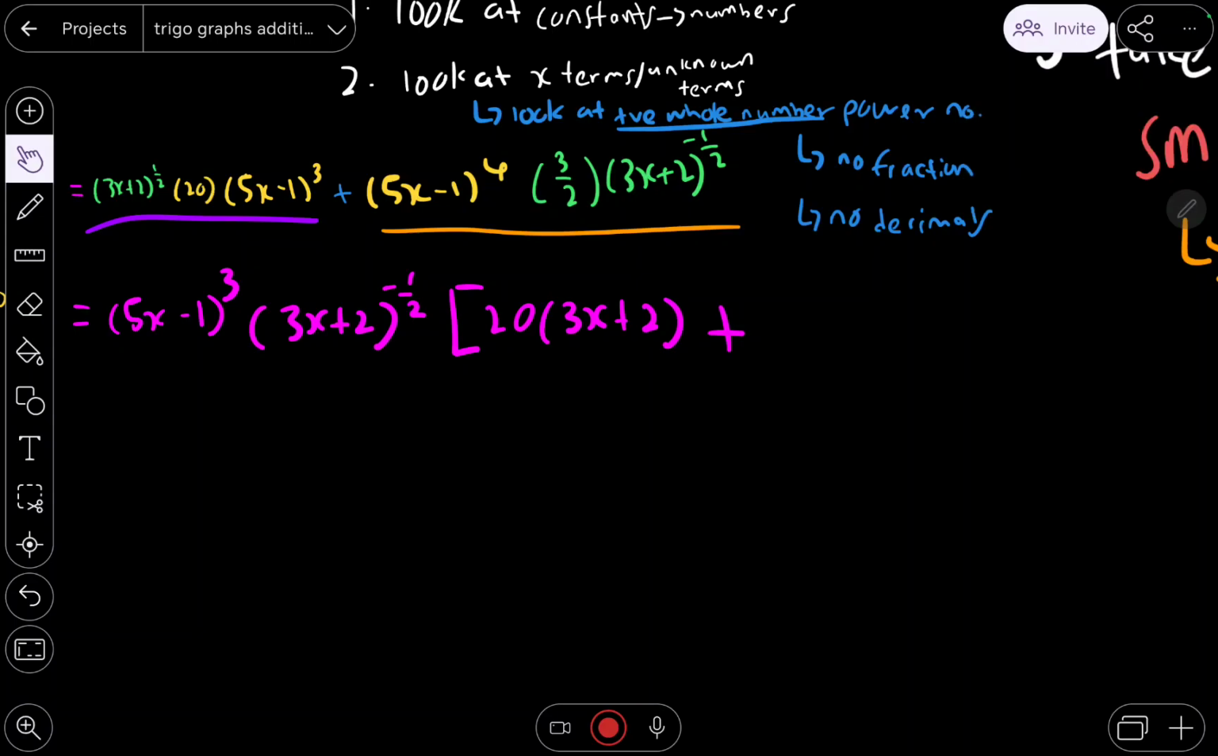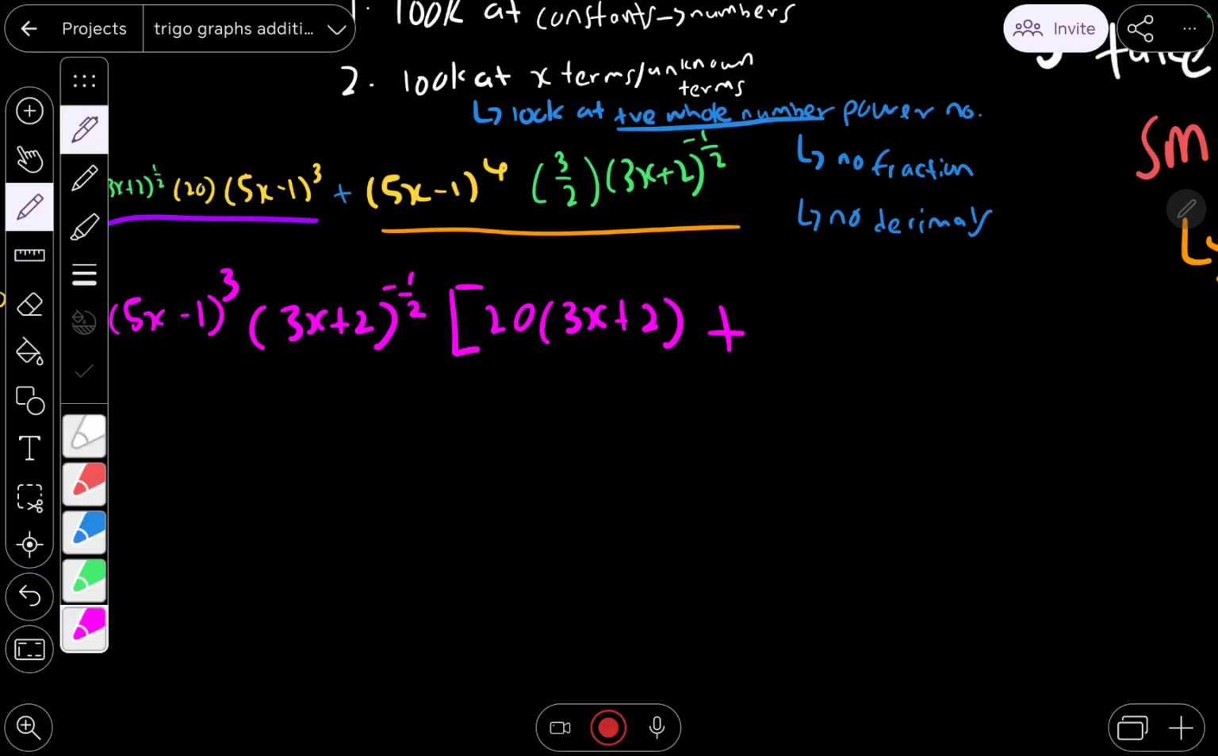So now you notice 5x minus 1 cube and 5x minus 1 power 4. We will take in one more set, right? Using the same indices rule, 3 plus 1 is 4. And let me tell you, you are going to times this in. Therefore, it's a plus. Okay. The power number will plus. That's what I meant.